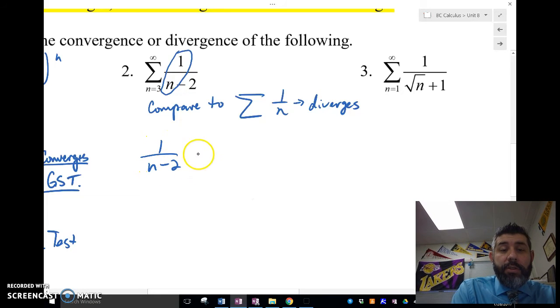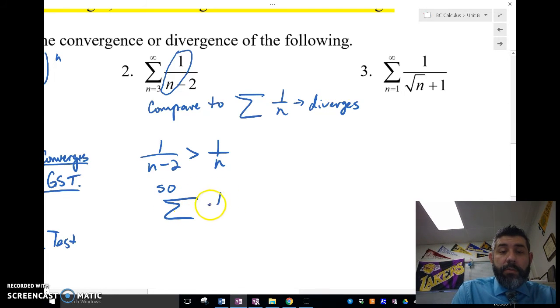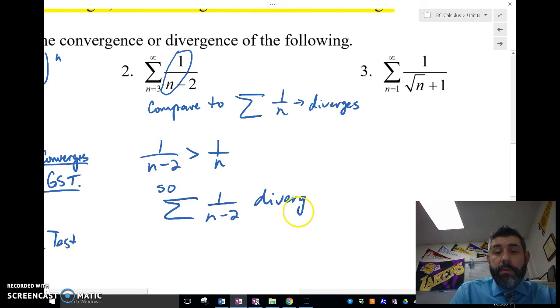So let's take a look at that. 1 over n minus 2 is in fact going to be greater than 1 over n, right? Because the minus 2 makes the denominator smaller than the n, and so it's going to be bigger. So the series 1 over n minus 2 diverges by the direct comparison test.